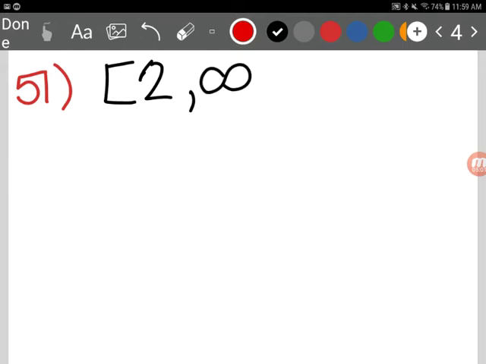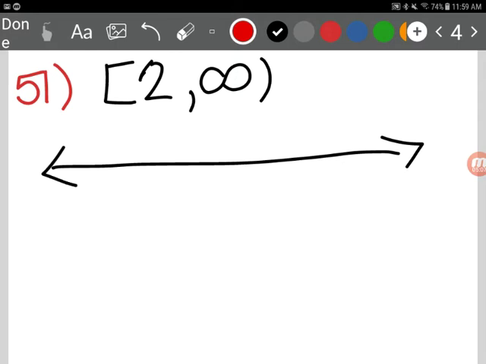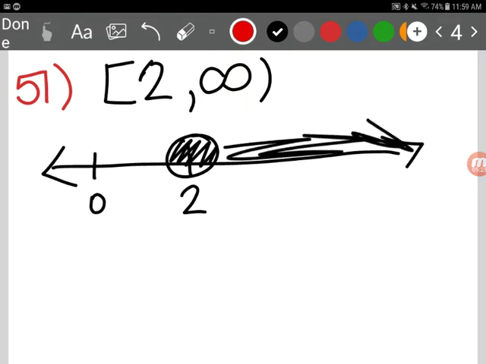Let's look at number 51. So 51, I have bracket 2, comma, infinity. Let's graph it first. I'm going to start with 2. I see my 0. I'm going to move over and I see 2. So 2 is in brackets, so it will be a closed circle again. And it says it's going to infinity. So if it's going to infinity, I'm going to shade everything to the right of 2. And I also want to include that arrowhead to let me know I'm going on to infinity.